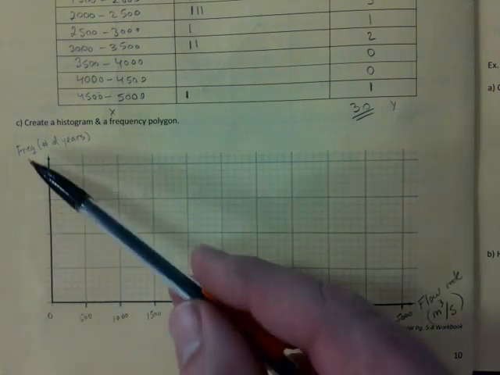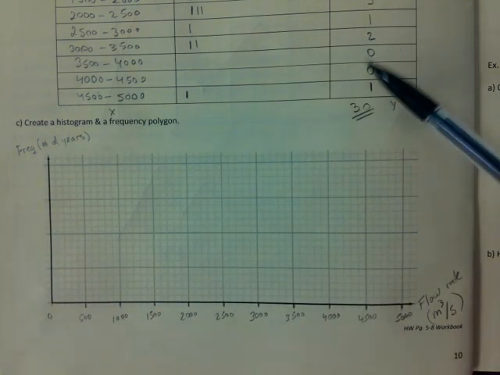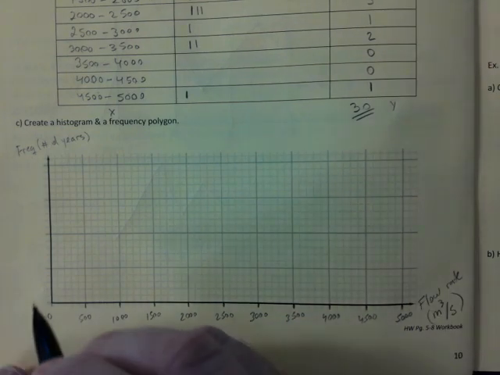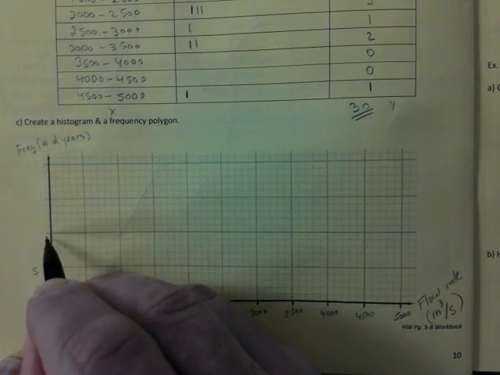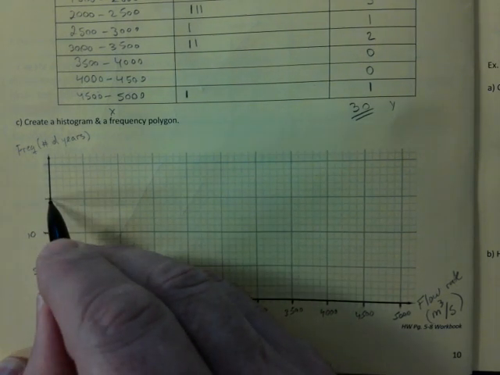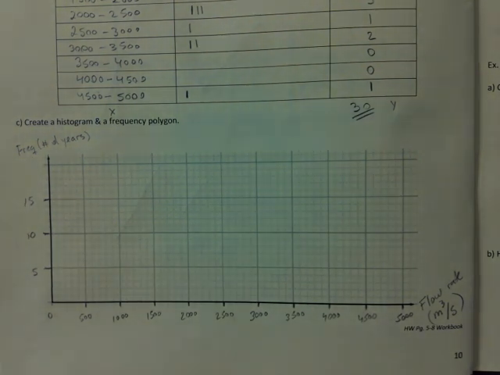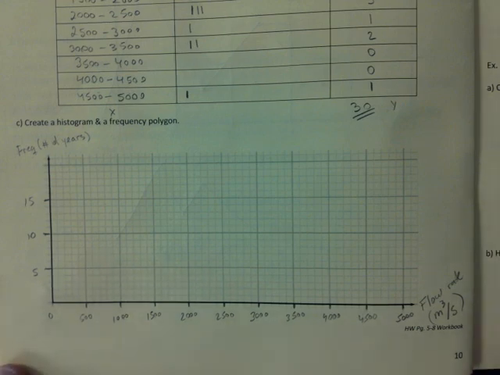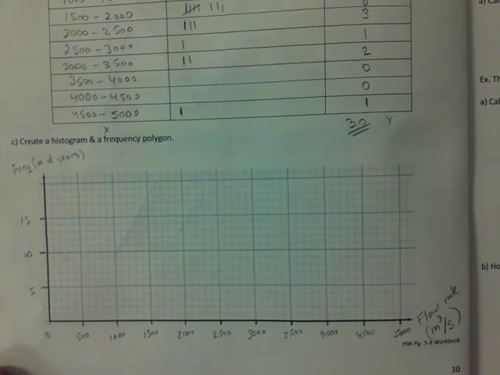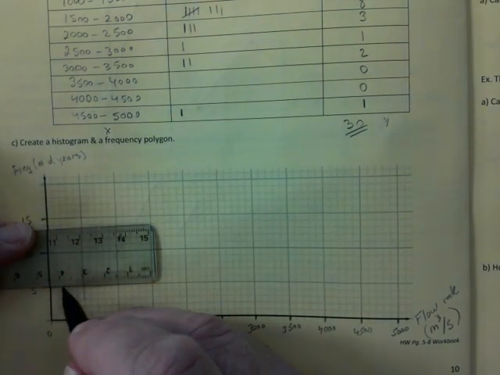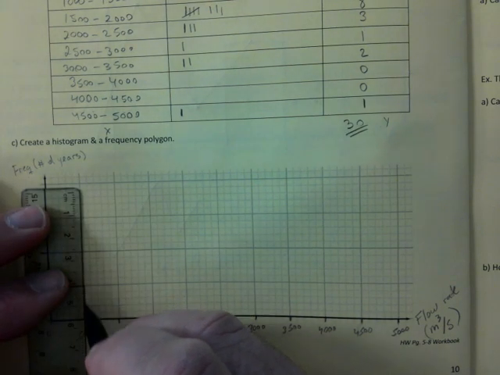Along your y-axis, you just look at your frequency, these numbers in here. Like what's the highest number in there? I see 8, right? So technically we can just say, okay, 5, 10, right, and 15. That will work just fine for us. So at this point, it's just a matter of creating the bars, right? So from 0 to 500, we have 5, right?